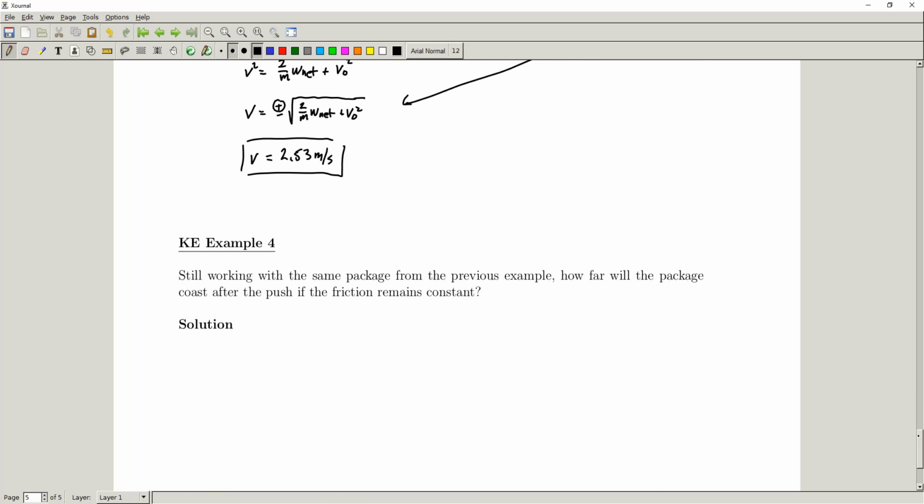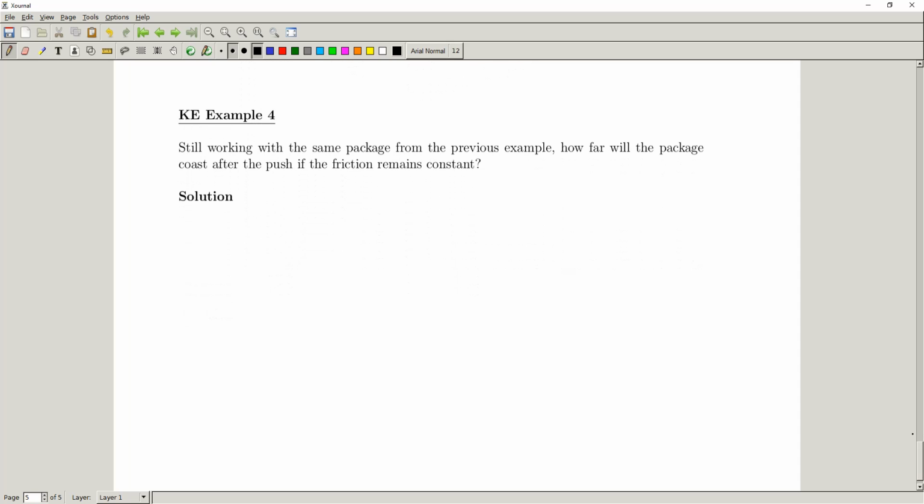And now let's do a final fourth example here. We're still working with that same box, the same package as in the previous example, and we want to know how far this package coasts after we're finished pushing it if the friction remains, right? So we want to see how far this thing is going to go if the friction remains. So we know that the friction is going to do negative work on this package. So it's basically bleeding kinetic energy out of the system. It's trying to slow this whole thing down.